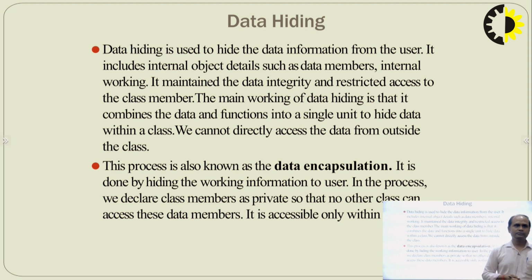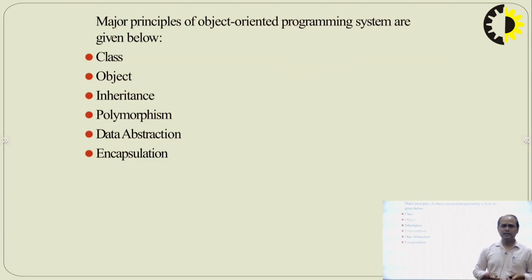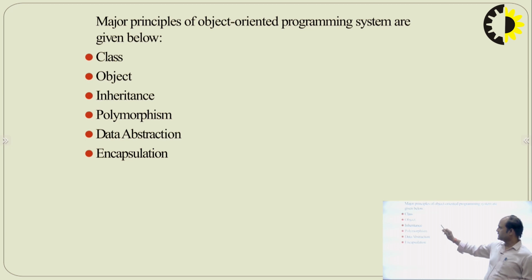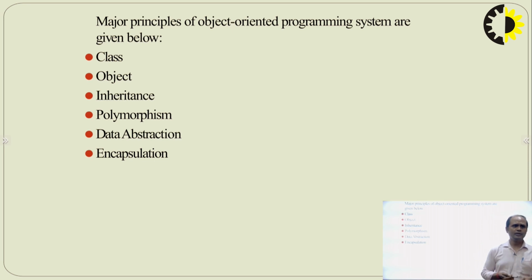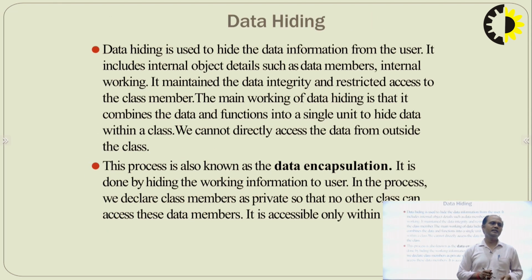Now we will discuss the next concept, that is encapsulation. We have already discussed the OOPS concepts in the previous class: what is a class, what is an object, what is inheritance, and what is polymorphism. Now we will discuss encapsulation. Later on, we will discuss data abstraction also. What is encapsulation?